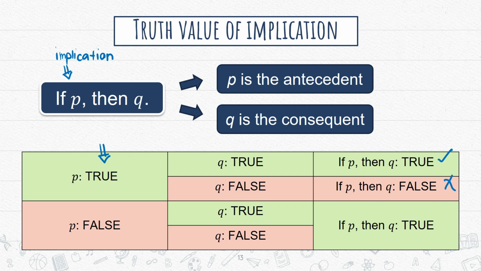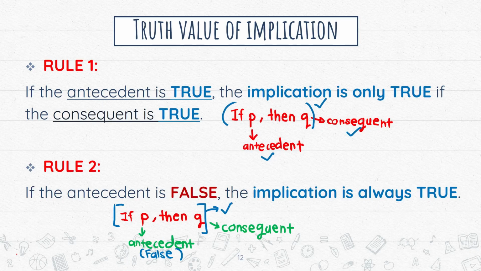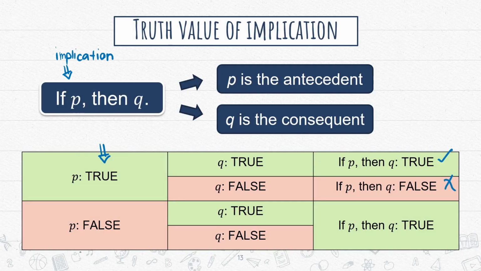How about if P is false, the antecedent is false, and Q is true? Then the implication will be true. Which rule is this, rule number 1 or rule number 2? Rule number 1, teacher. Yes.